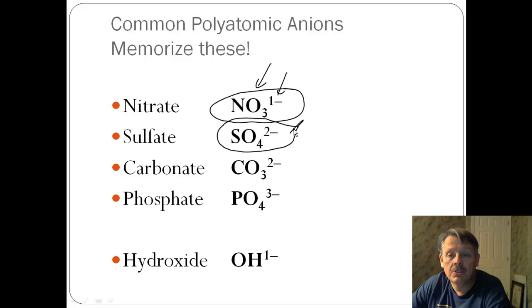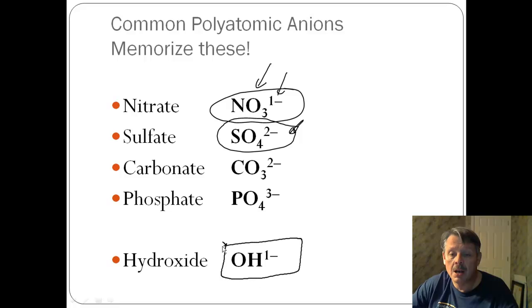So we have sulfate, and sulfate is SO4. Again, that is a complete thing. It is a unit. You may not break it up. You do not have permission to break it up. It is one thing, and it has a 2- charge. Similarly, we have carbonate, phosphate, and hydroxide. Notice that hydroxide does end in IDE, even though it's not a single thing on the periodic table. It is a polyatomic ion, and it has a 1- charge.